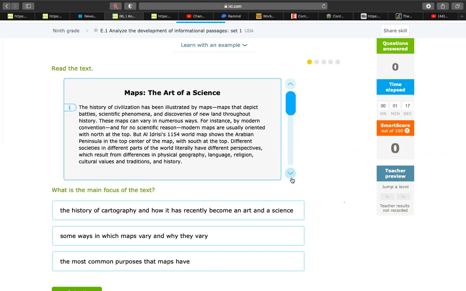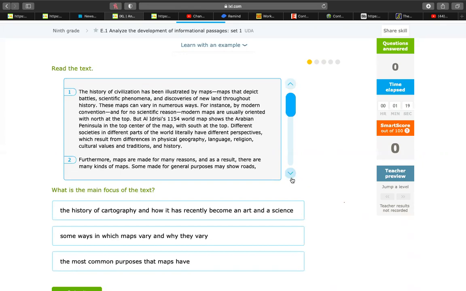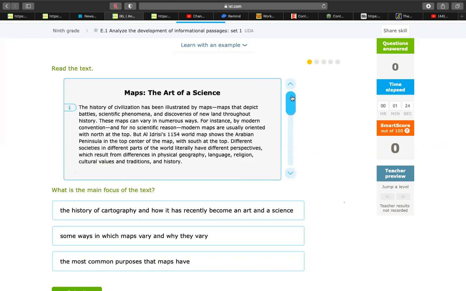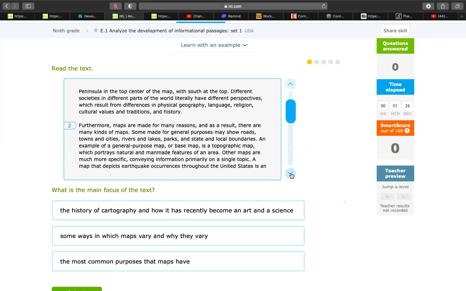The next part. Oh no, that's not it. I'm trying to move down here. Oh, there's more. Well, how long is this thing? A little bit long. A couple of paragraphs.